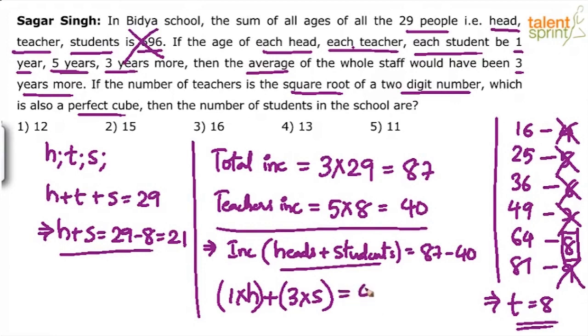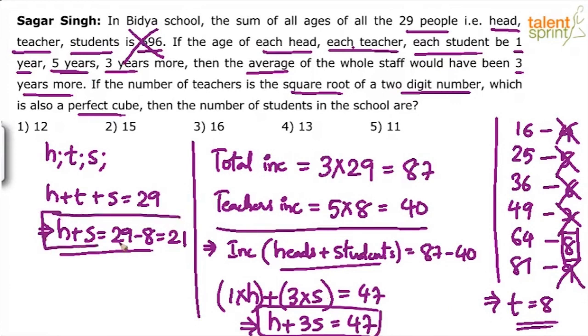This is equal to 47. So basically we know that H plus 3S equals 47. This is one equation. H plus S equals 21. That's the other equation. 2 equations, 2 unknowns.